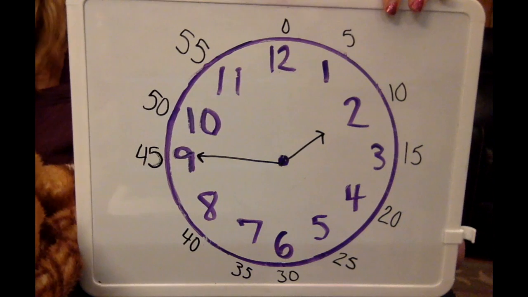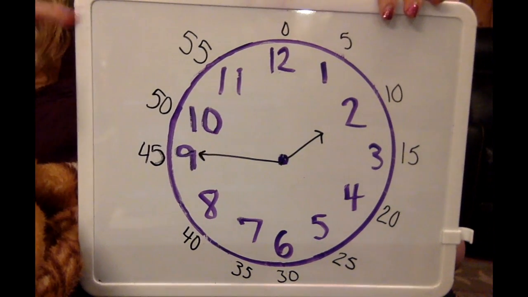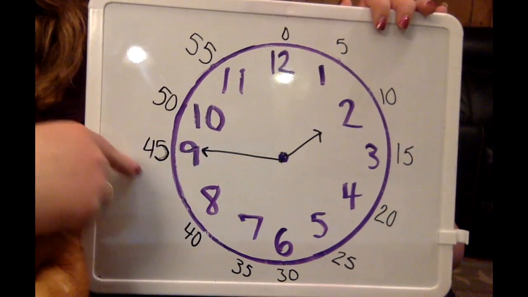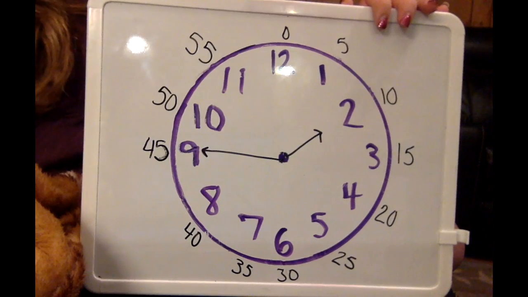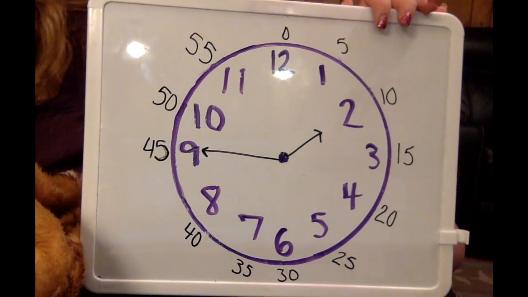If you said it was 2:45, you would be correct. If it's easier for you than counting by fives, you can just multiply the number 9 by 5 and get 45 for your minute number. So the answer would be 2:45.